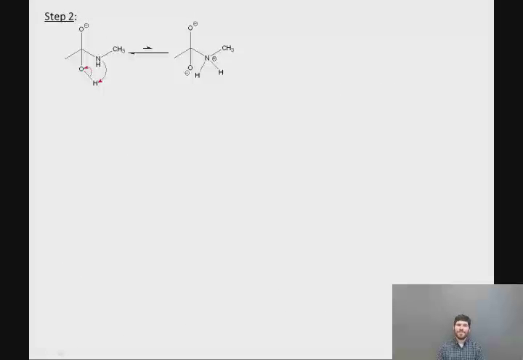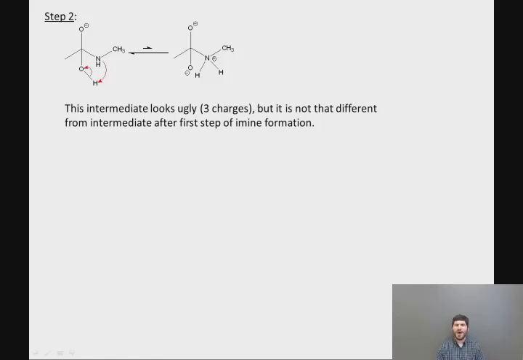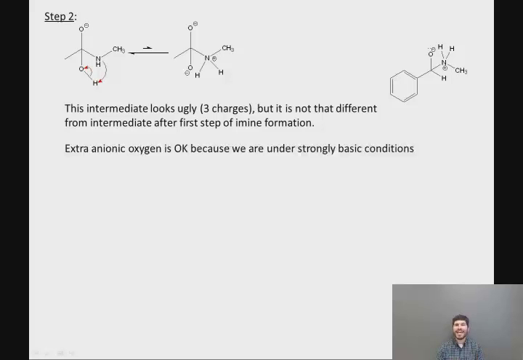Okay, so here's the step. Intramolecular proton transfer, so the nitrogen takes its electrons, pulls off the hydrogen, you break the OH bond, and put another minus charge onto the oxygen and plus charge onto the nitrogen. Okay, so that intermediate may look ugly because it has 3 charges on it. But the point I would like to make is it doesn't actually look that different from the intermediate after the first step of imine formation, right there, where you have a positive charge on nitrogen and a negative charge on oxygen in almost the same relationship with each other. In fact, the only difference between that intermediate and the one I'm proposing right now is this extra anionic oxygen.